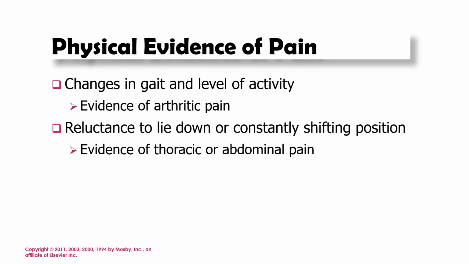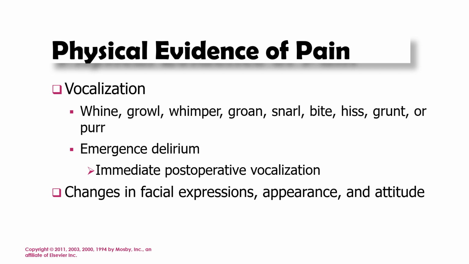We also have here some physical evidence of pain according to its nature or origin. So when there is arthritic pain, for example, the animal can exhibit changes in the gait and level of activity. In the presence of a thoracic or abdominal pain, the animal can exhibit reluctance to lie down or constantly shifting position. Other physical evidence of pain in animals: when there is vocalization, it could provide no indication that the animal is in pain. There are different types of vocalization in animals, depending on the species of the animal.